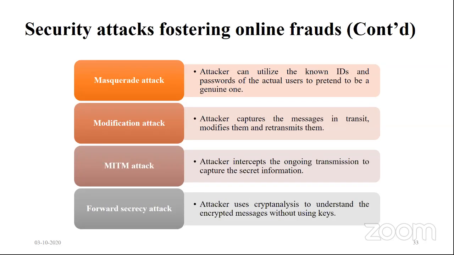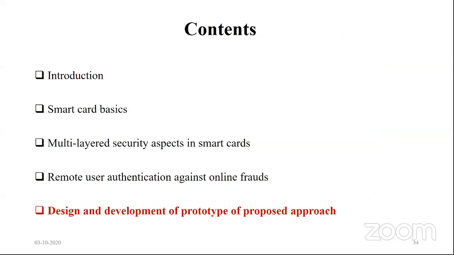Then there can be a forward secrecy attack, which is again associated with the cryptographic algorithm, in which an attacker can use cryptanalysis techniques to identify the encrypted messages without using the keys. So the idea is to reveal the key by observing the plain text and corresponding ciphertext of the ongoing transmission. So to deal with these attacks, in our lab, we developed a prototype.